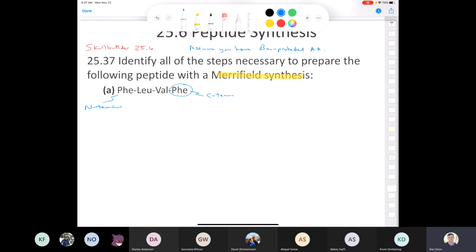Let me show you how to lay this out. Okay, so first we're going to draw this Boc-protected phenylalanine. Let's start by doing that. And I might run out of space here on this slide, but whatever. We'll just go for it.